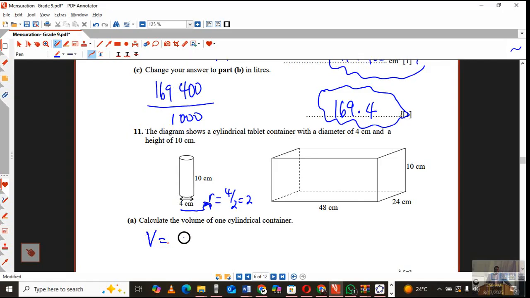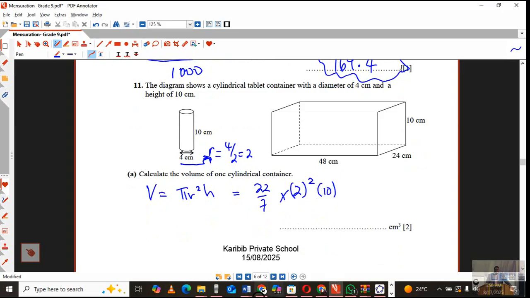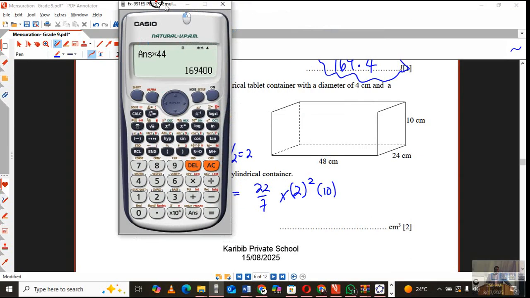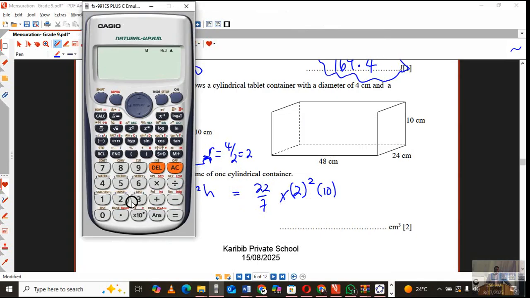So the volume of one will be pi r squared times the height. In this case, pi is going to be 22 over 7. The radius that we have is 2 squared, times the height, which is 10. Of course, we're going to continue using 22 over 7 because you can use other values. So that is 22 upon 7, multiply 2 squared, which is 4. 4 times 10 is 40. So we just multiply that by 40.